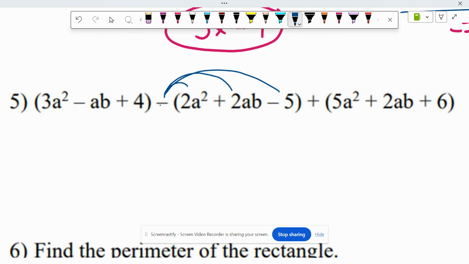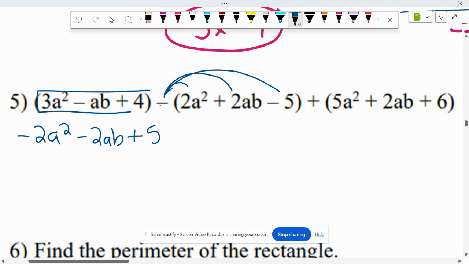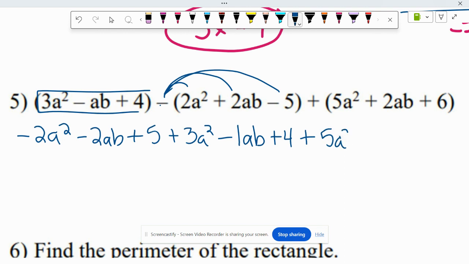A negative times 2a squared is a negative 2a squared, absolutely. A negative times 2ab is perfect. A negative times a -5 is a +5. And then to that, I'm going to add positive 3a squared minus 1ab. I'm going to put a 1 in front of that just so you can see what's going on, plus 4. And I'm also going to add the last polynomial, 5a squared plus 2ab plus 6.